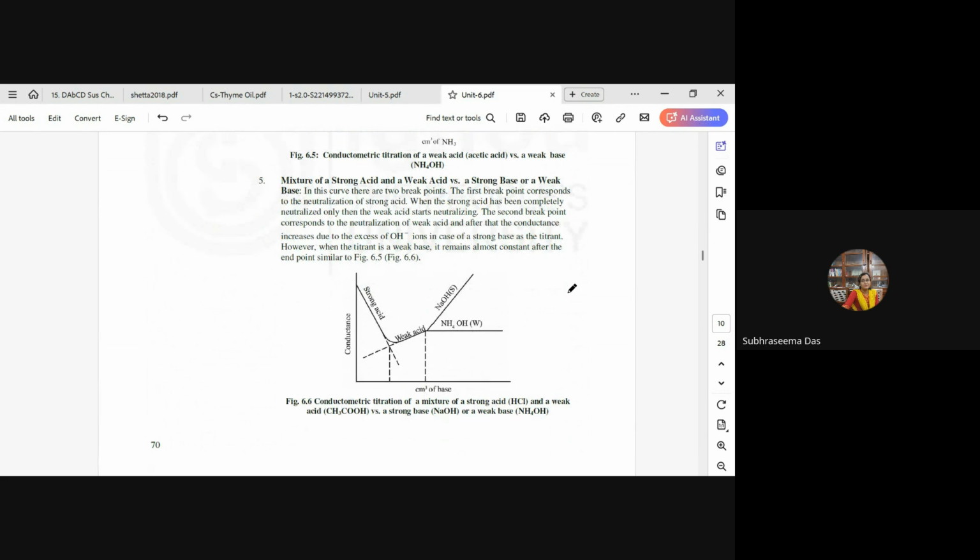Then coming to conductometric titration of a mixture of a strong acid and a weak acid versus a strong base or a weak base. In this type of titration, there are two breakpoints, one here and the other here. The first breakpoint corresponds to the neutralization of the strong acid. When the strong acid has been completely neutralized, the weak acid starts neutralization, so the second breakpoint is the neutralization of the weak acid. However, when the titrant is a weak base, the conductance remains almost constant after the end point, but if it is NaOH, then it increases.